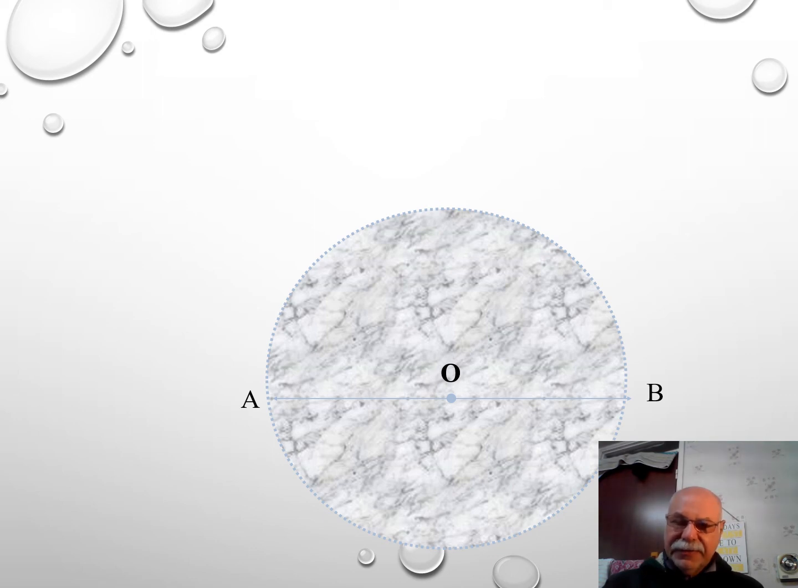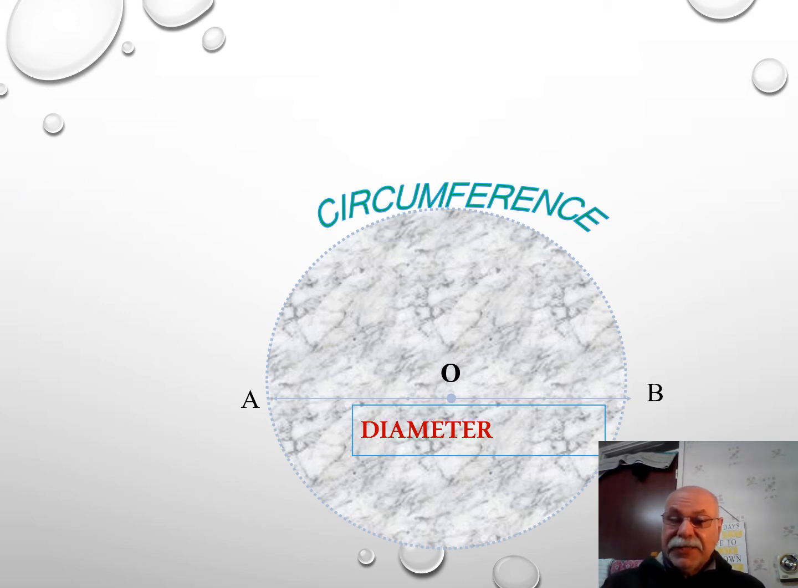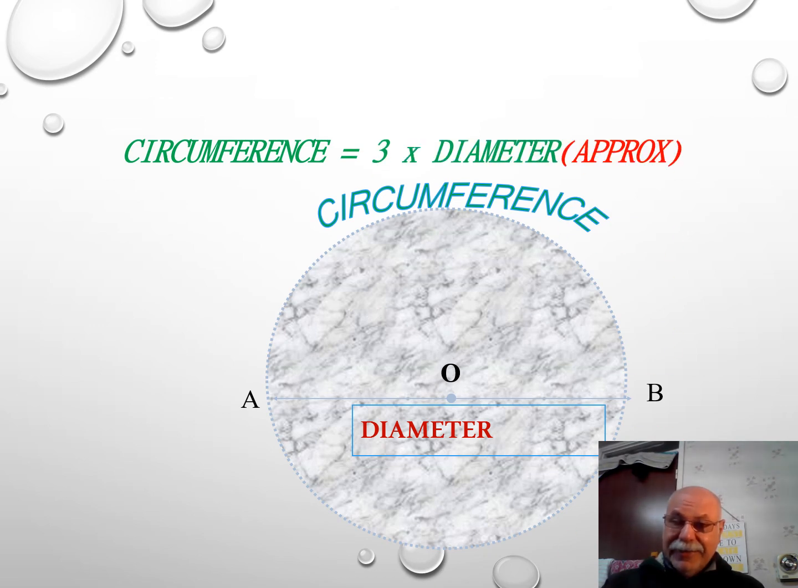In this circle also, we have 3 points, O as the center, and A and B the diameter. So the circumference, meaning the perimeter of the circle. What is the relationship between the circumference and the diameter? The circumference equals 3 times the diameter, approximately. Not exact, but approximately. A slight deviation will remain, which is the error in the diameter calculation.